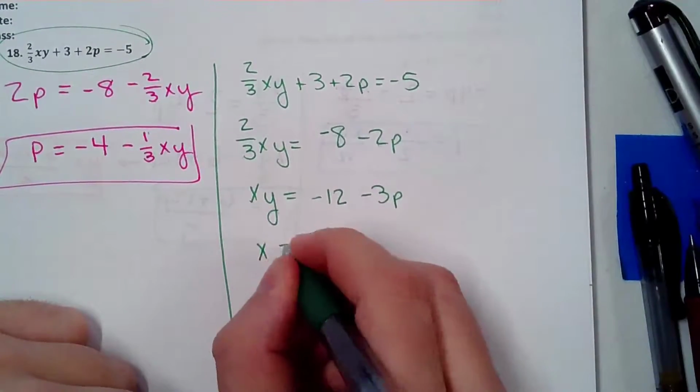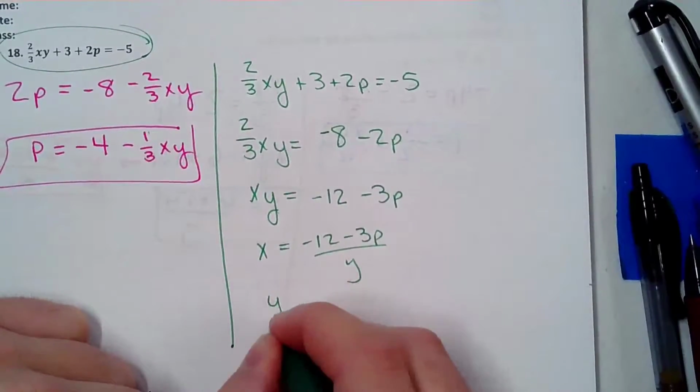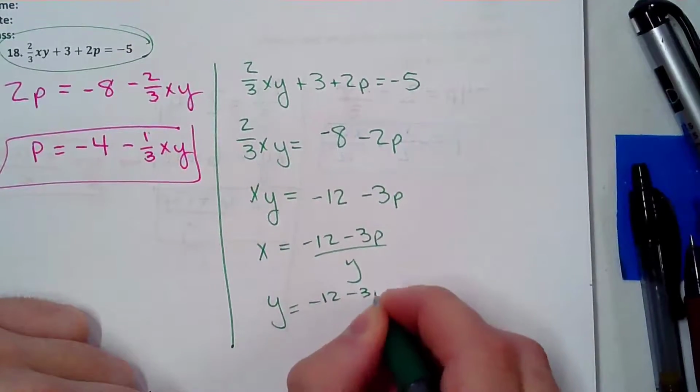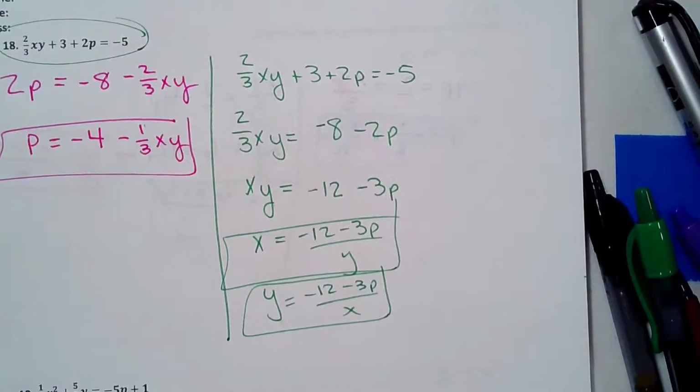Now I divide by either x or y, depending on what I want to get on its own. I'm going to divide by y. This time I'm going to divide by x. How we feel? Fine. Okay. Feeling better?